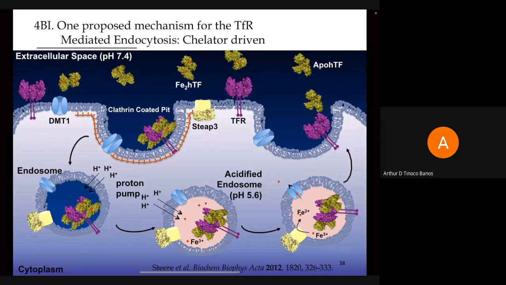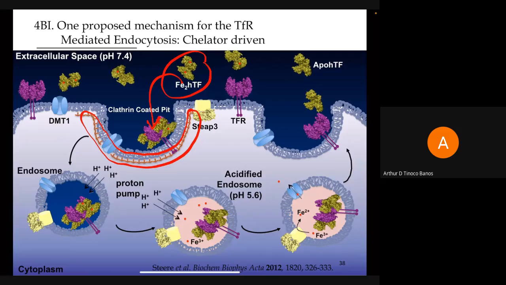Here is a cartoon representation. Your iron transferrin gets recognized by the receptor. Then the receptor becomes clathrin coated. Remember I discussed clathrin. Clathrin basically helps to protect the endosome, because you don't want that endosome to get proteolyzed. You want that endosome to be able to return to the membrane so that the receptor can be recycled in order to capture more iron.